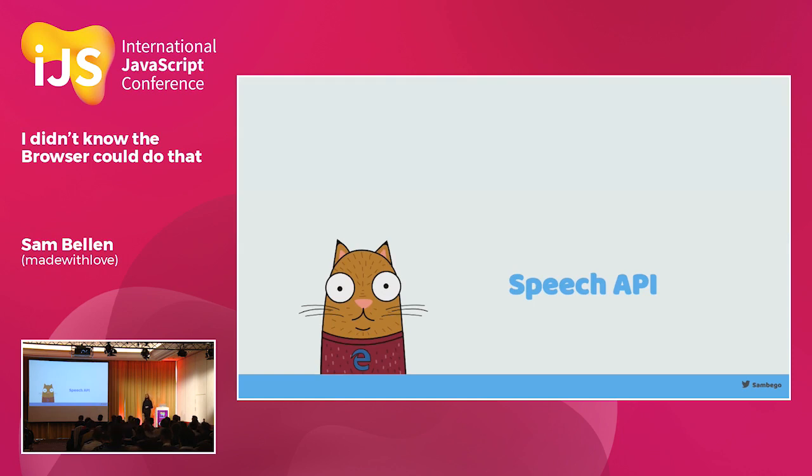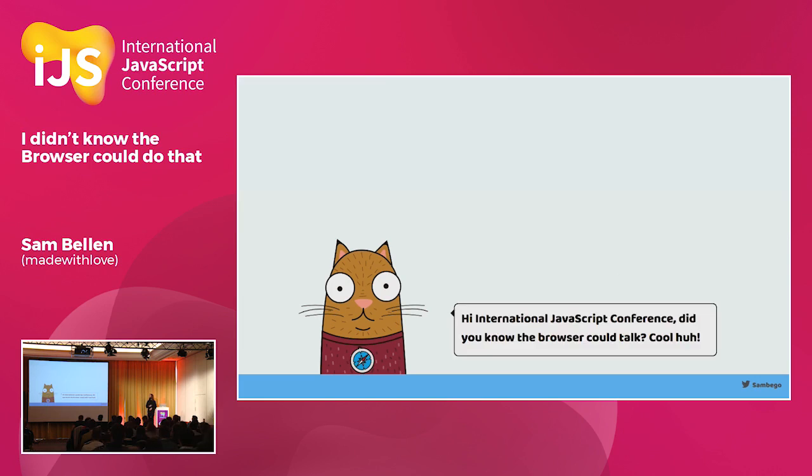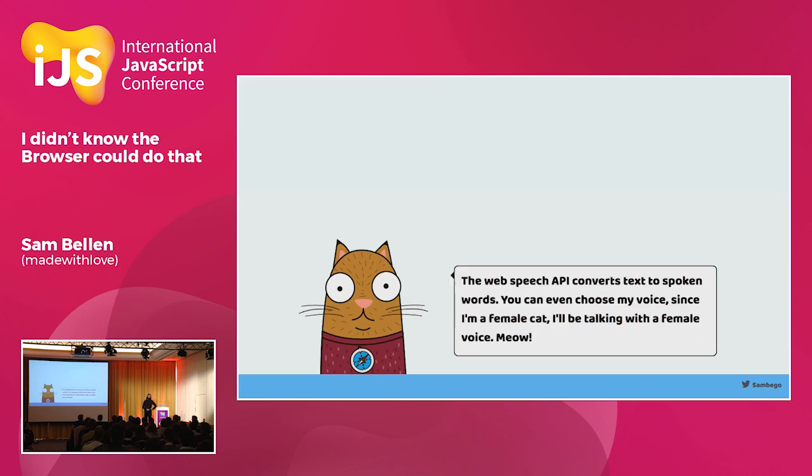The first API is a speech API. How many of you know that a browser can talk? A few? Nice. So, Hi, International JavaScript Conference. Did you know the browser could talk? Cool, huh? The web speech API converts text to spoken words. You can even choose my voice. Since I'm a female cat, I'll be talking with a female voice.